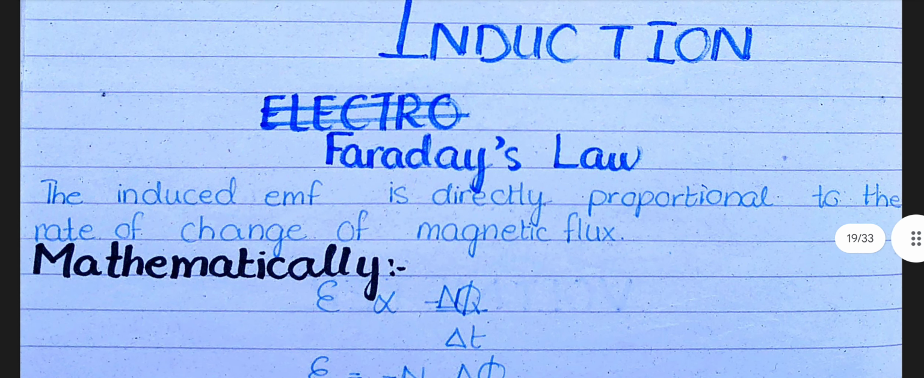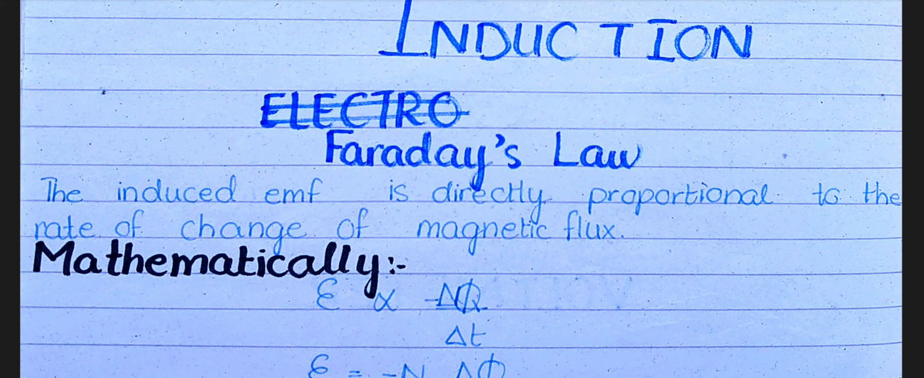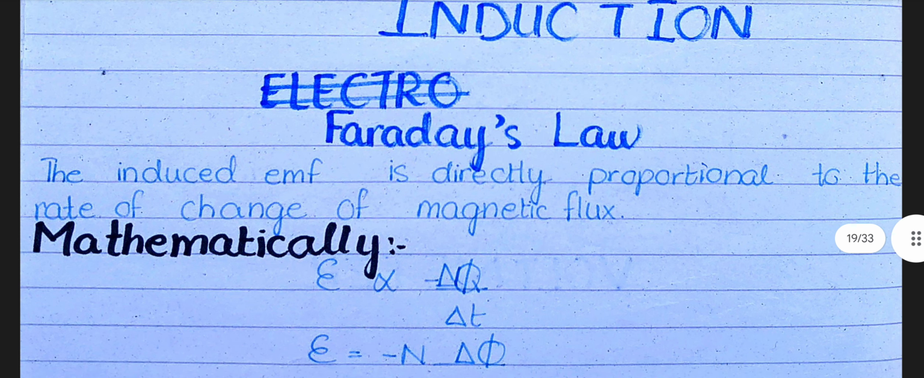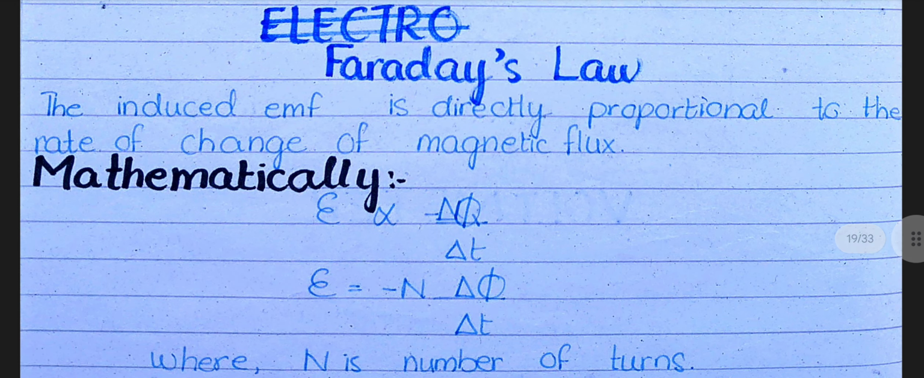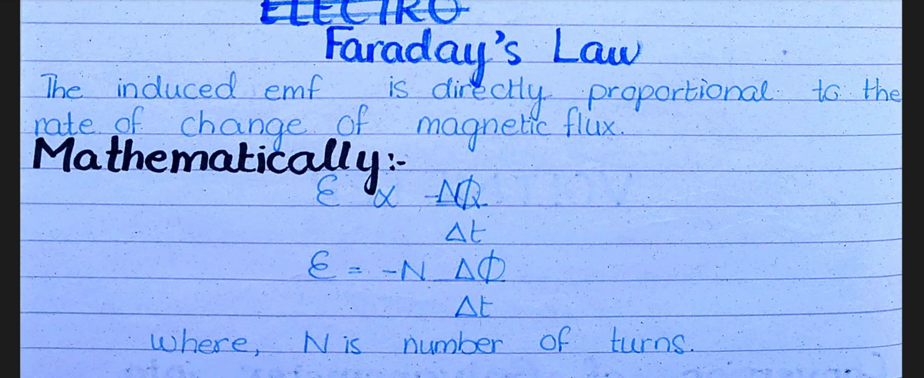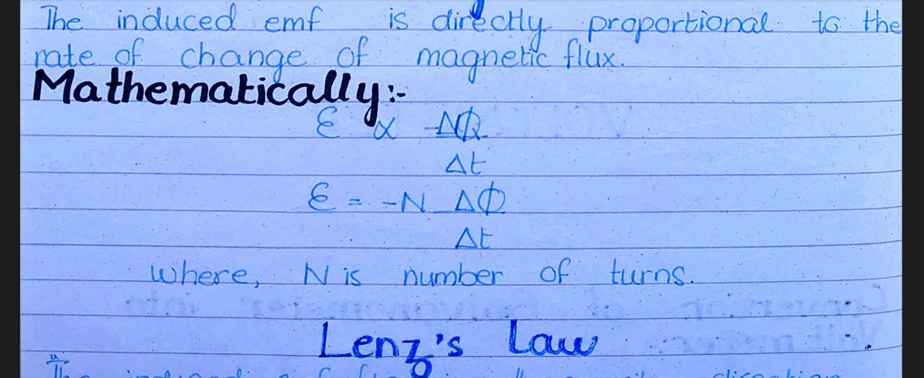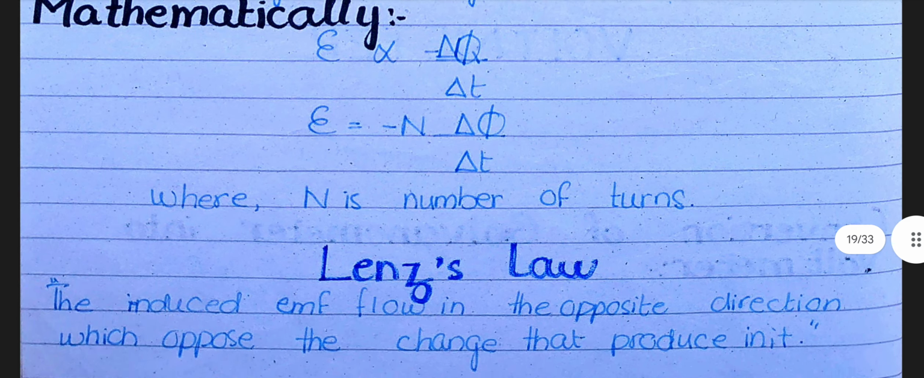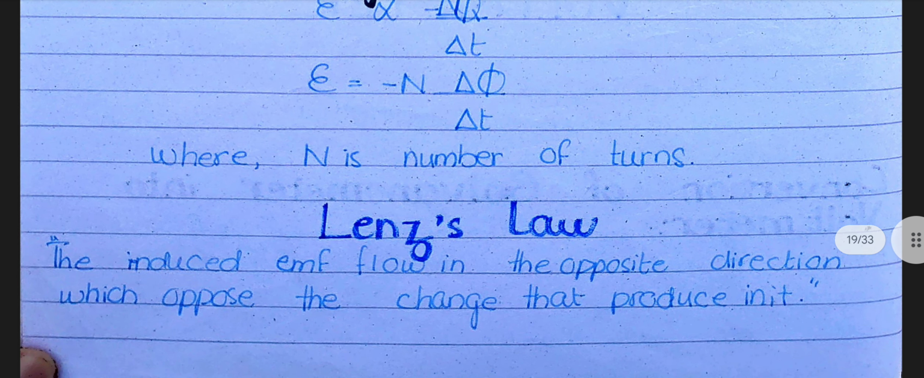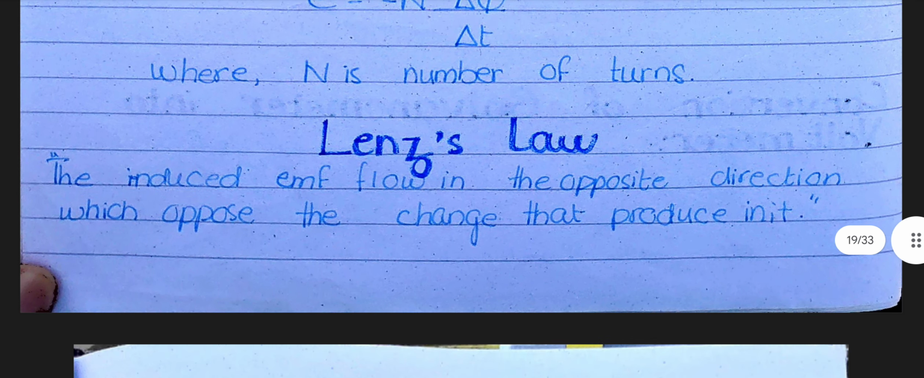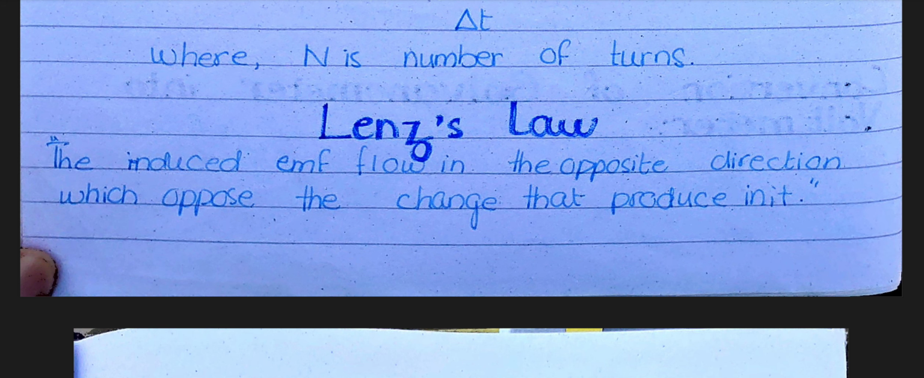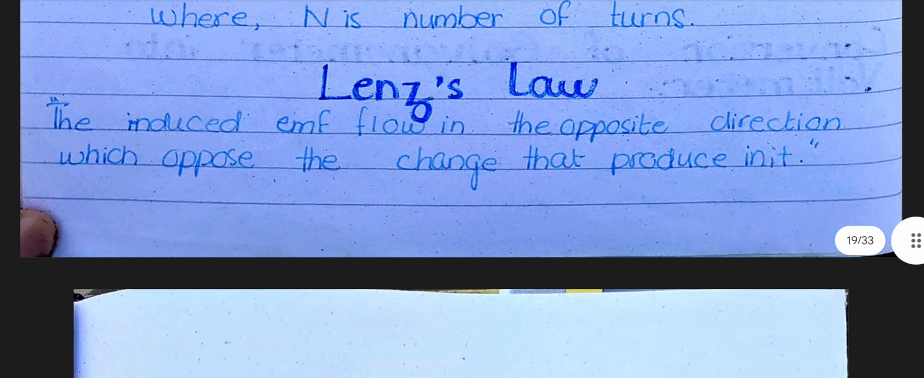The induced EMF is directly proportional to the rate of change of magnetic flux. Mathematically, E is directly proportional to minus delta phi upon delta t. E is equals to minus n delta phi upon delta t, where n is number of turns. Lenz's law. The induced EMF flows in the opposite direction, which opposes the change that produces it.